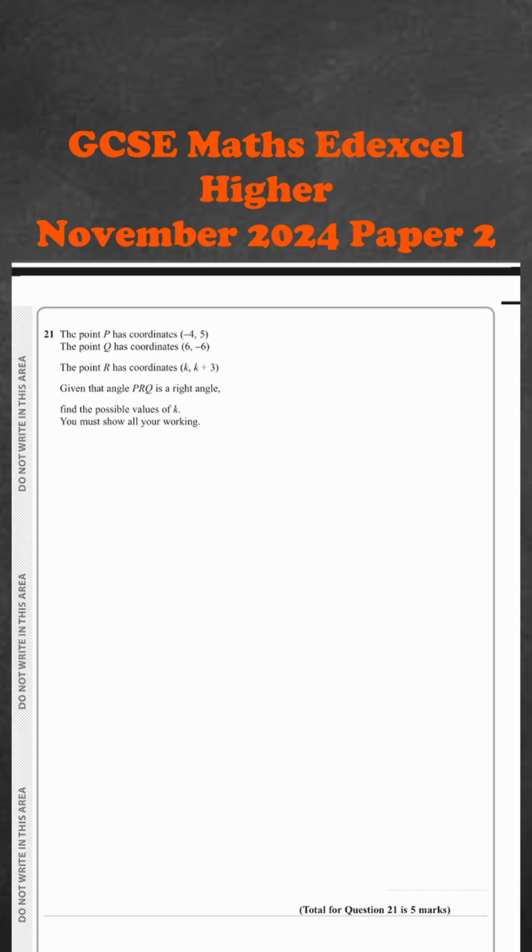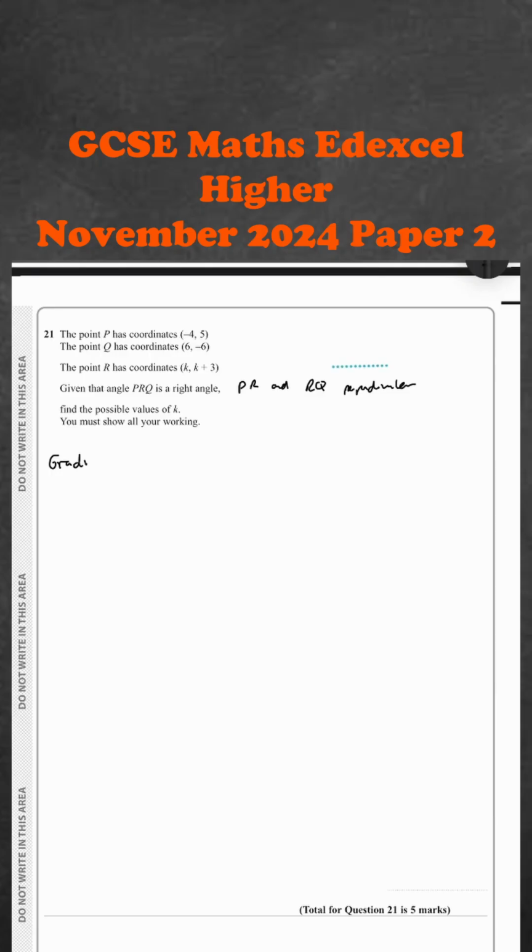Question 21. The point P has coordinates -4, 5. The point Q has coordinates 6, -6. The point R has coordinates K, K plus 3. Given that angle PRQ is a right angle, because of this, I'm just going to write as we go, PR and RQ perpendicular. It's important. Find the possible values of K. You must show all your working.